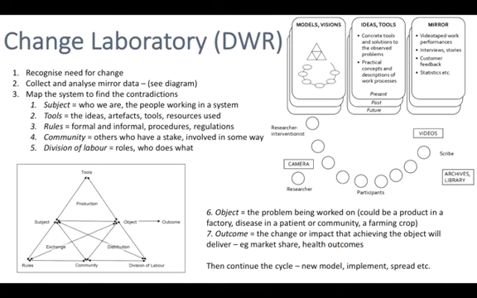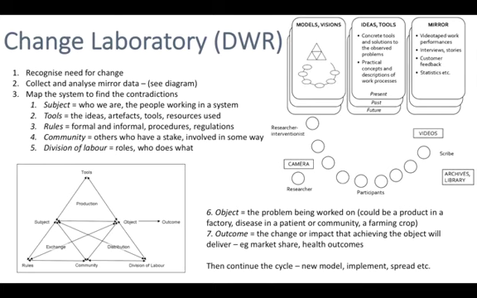Now, in the Change Laboratory, firstly, you need to recognise the need for change. And then what happens is the collection and analysis of mirror data. This often involves videos or observations of people doing work, interviews with people who are involved in this system in some way, gathering stories about what happens. It could be customer feedback or feedback from patients if it's a health system, or students if it's in education, and lots of looking at existing statistics, documents, and data that already exists about how the system works.